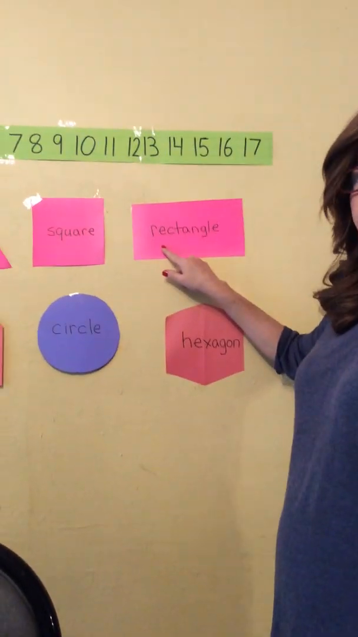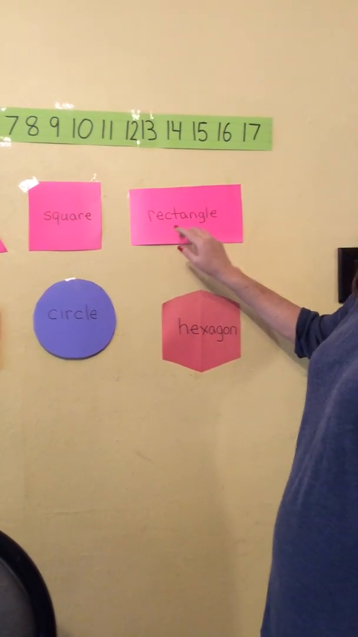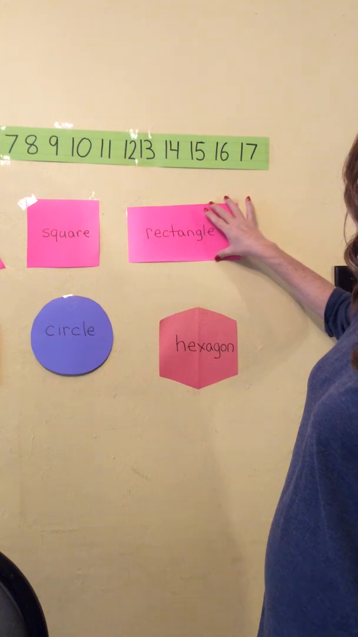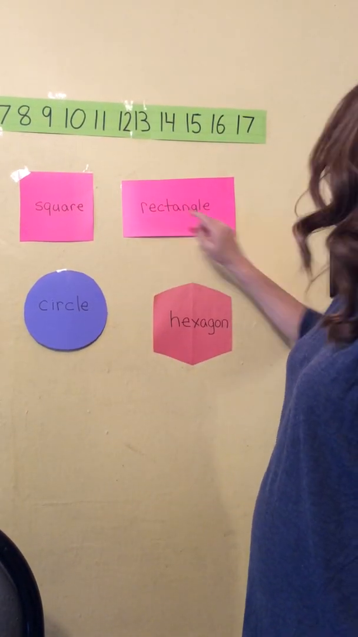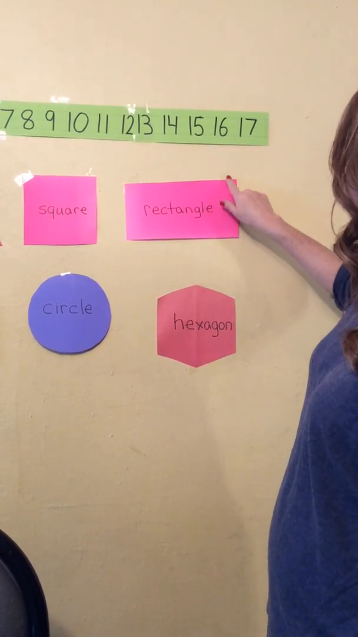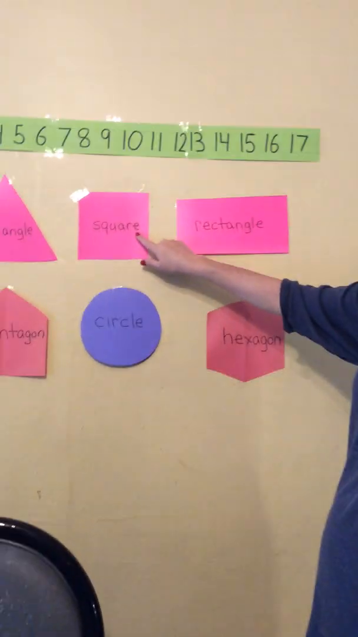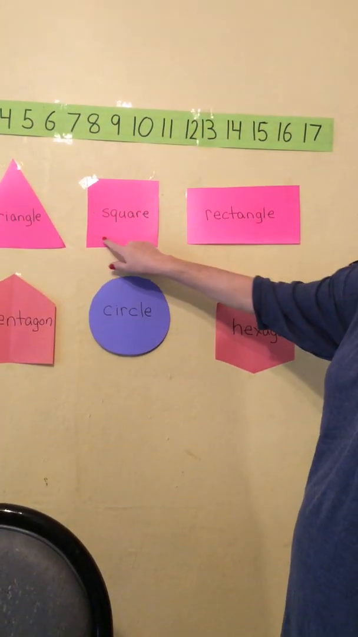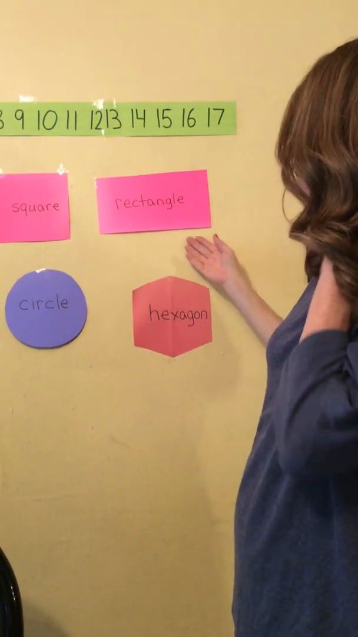The next shape she taught you about is a rectangle. A rectangle also has 4 sides, but usually 2 long sides and 2 short sides. Let's count the sides of the rectangle. 1, 2, 3, 4. 4 sides just like the square. But remember, the square has 4 equal sides. The rectangle has 2 long and 2 short.